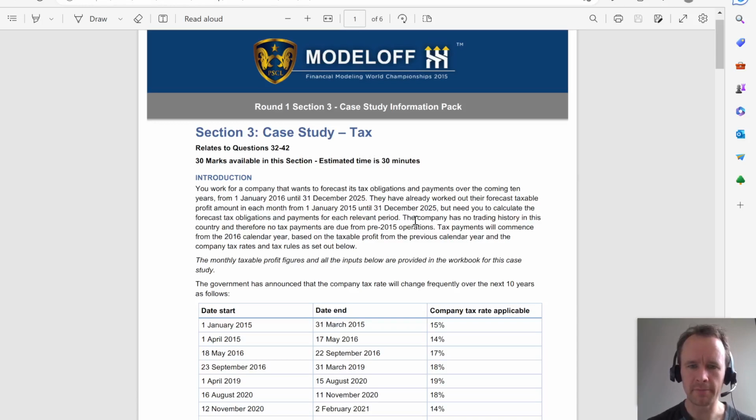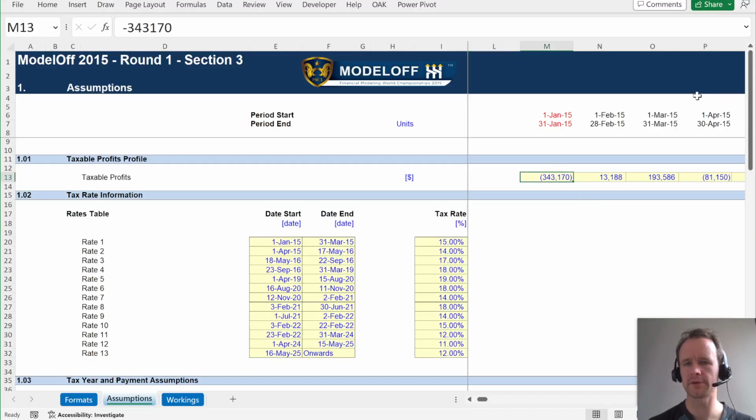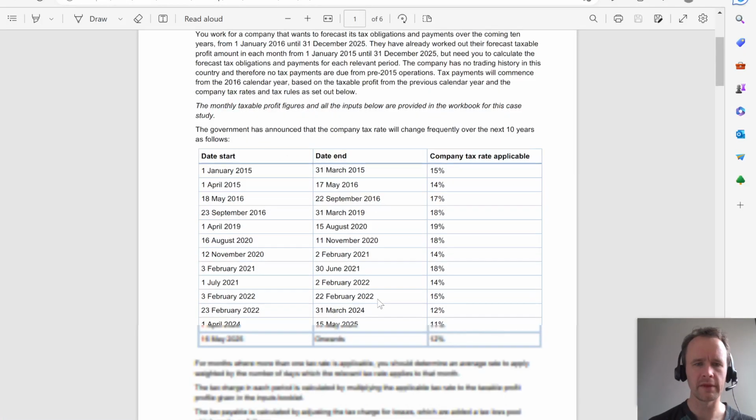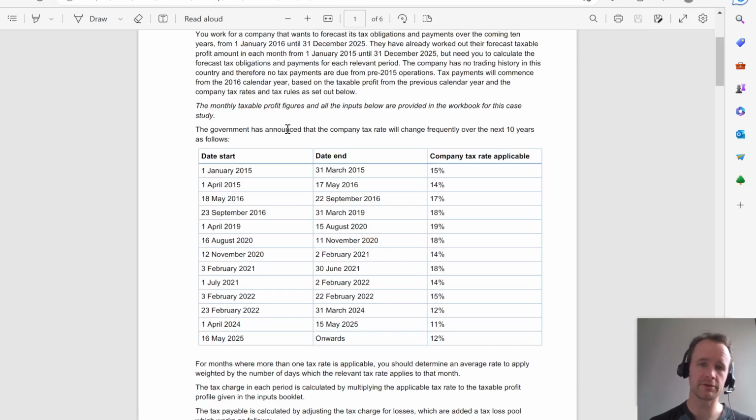The company has no trading history in this country. No tax payments are due from before. Fine. Tax payments commence from the 2016 calendar year based on the taxable profit from the previous calendar year and the company tax rates and tax rules set out below. So our model starts from the start of 2015, runs to the end of 2025. And then the government has announced that company tax rate will change frequently over the next 10 years as follows.